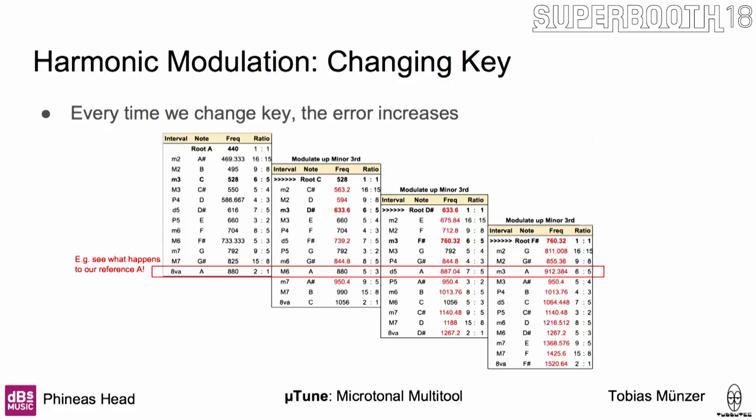Now, this is even worse if you change key. So if you start in one key and you move to others, the offsets produce even more out-of-tune notes, because the errors multiply. So here I might start in C, and I'm going to modulate by a minor third up, and a minor third up again, and a minor third up again. And all of the red numbers are where it gets wronger and wronger and wronger.